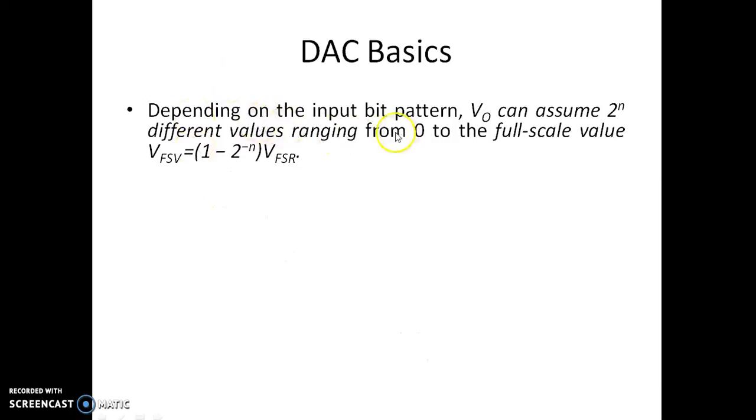Again, we should see some more basics. Now, depending on the input bit pattern, V naught can assume 2 power n different values ranging from 0 to the full scale value. So now we have the minimum value as 0, and the maximum value is called VFSV, the full scale value. The full scale value is given by (1 minus 2 power minus n) times VFSR. This 1 minus 2 power minus n comes from representing all bits as 1.